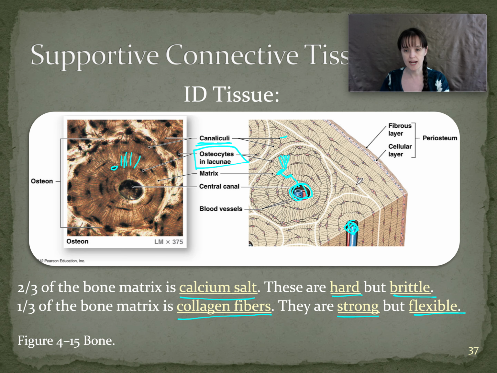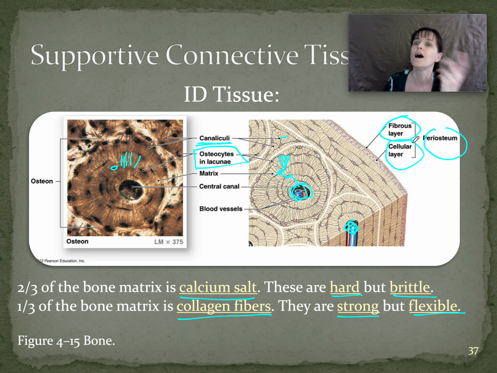Bone has a periosteum with an outer fibrous layer and an intercellular layer. Where have we heard that before? Oh, the perichondrium. The perichondrium had an outer fibrous layer and an intercellular layer. Now we have the periosteum with an outer fibrous layer and an intercellular layer. I wonder if we'll have a third example. Keep your eyes out for that. So that sounds like a test question too.